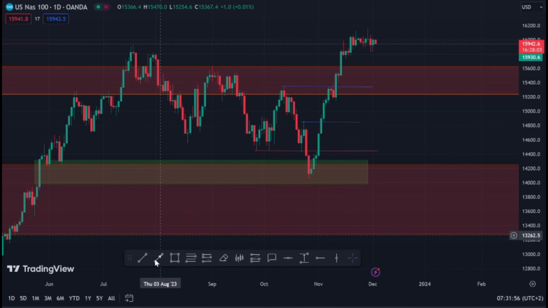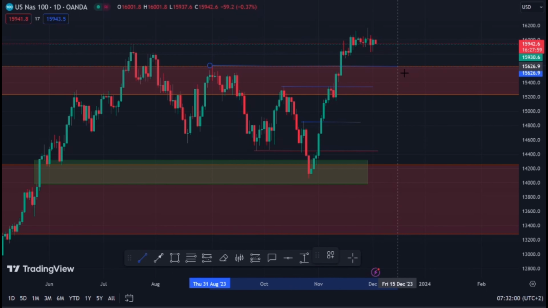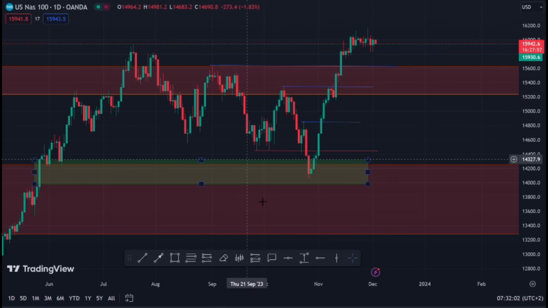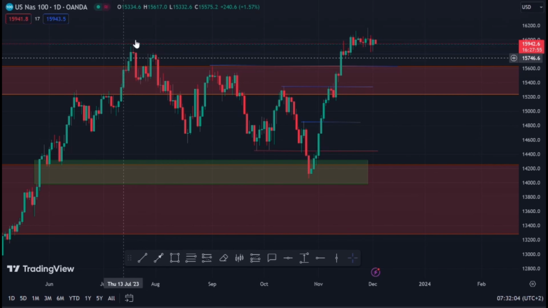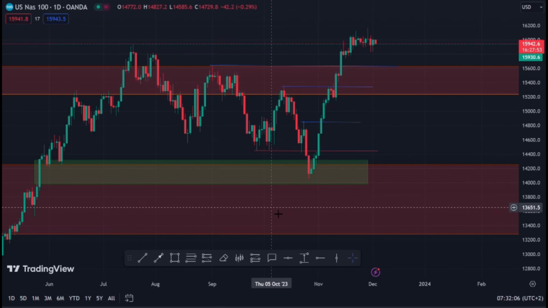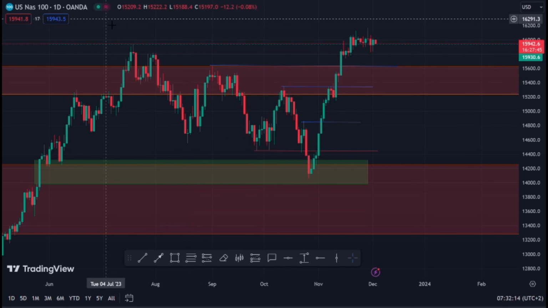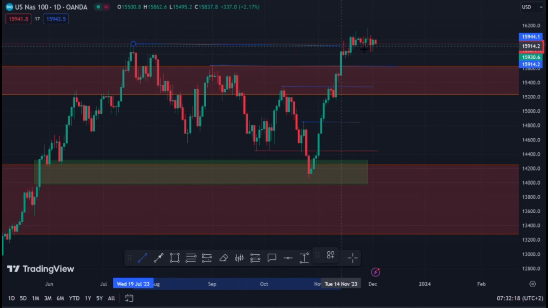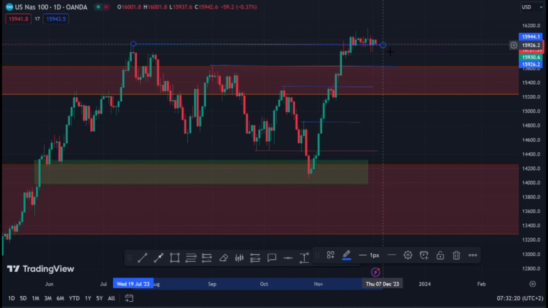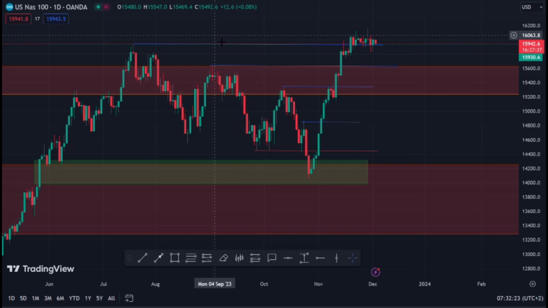High number 2 taken. High number 3 taken. Then you have high number 4 also taken right there. Boom, boom, boom. Market maker buy model, showing you how bullish the market actually has been, to actually see how many highs we have taken. Another high taken here. Okay, I'll mark that.